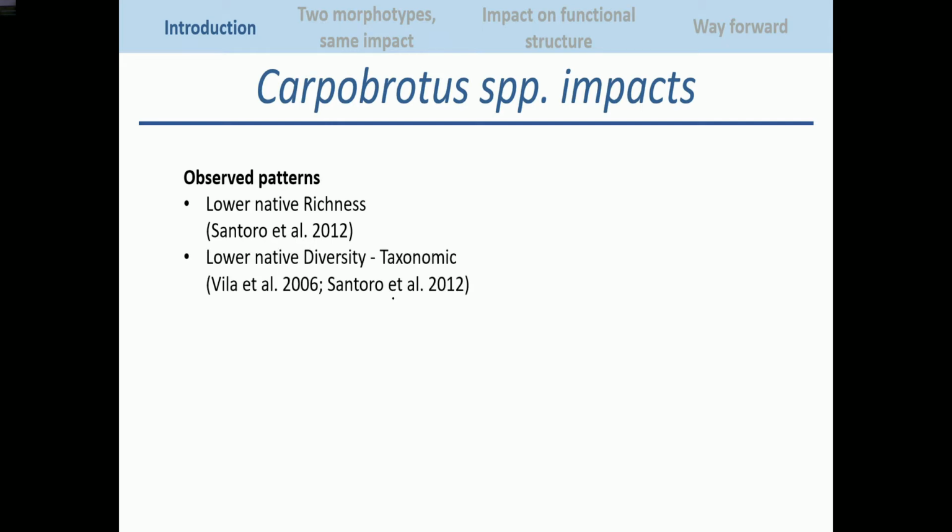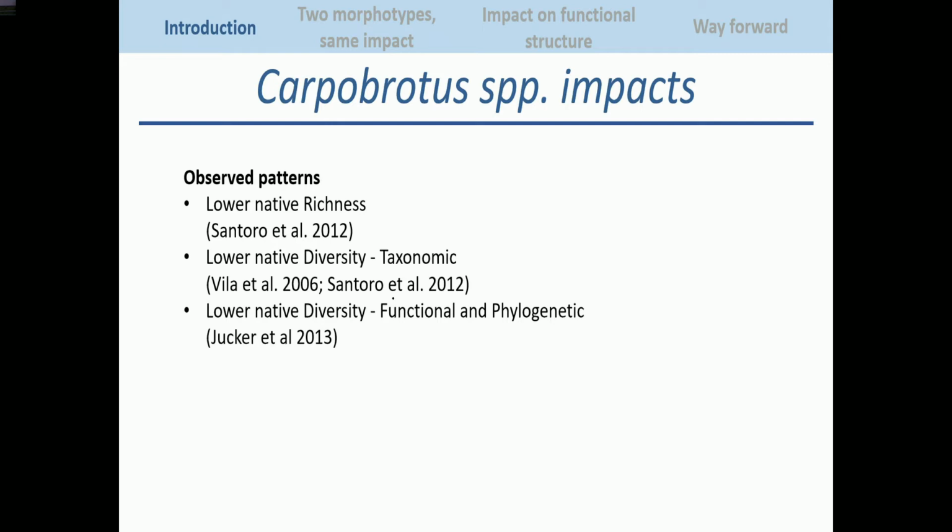Of course, this plant has been around since the 1800s. Its impacts have been studied before, not only in Italy, but in other places such as Spain, France, California, and Australia. Some of the patterns seen in the native communities that it invades are that generally these have fewer species. It has also been observed that the diversity of these species is lower, and also the functional and phylogenetic diversity of the native communities is lower.